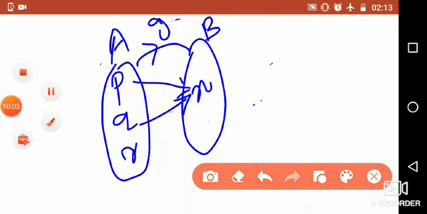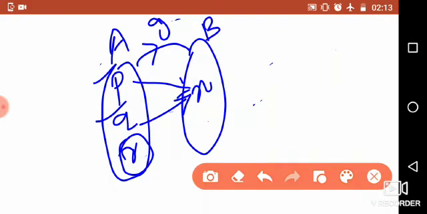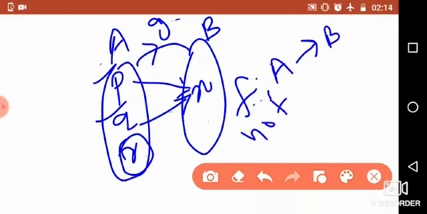In this case, you have to check whether the relation is a function or not. According to the definition, every element of set A must have a unique image in set B. P has the image X, Q also has the image X, but R does not have an image in set B. Therefore, f from A to B is not a function, because there is no image of the element R in set B.